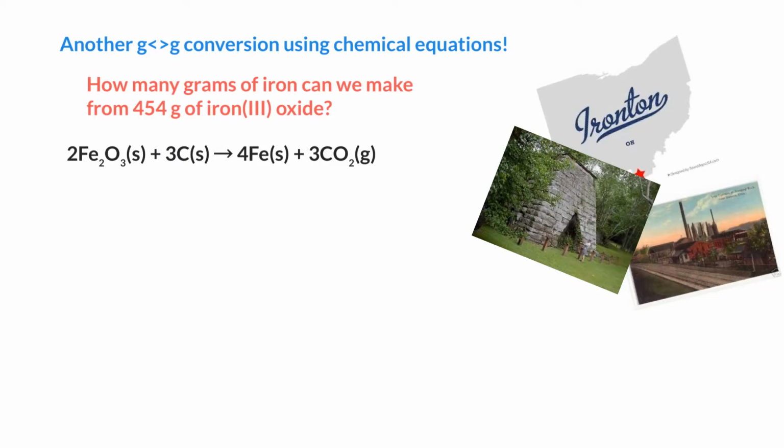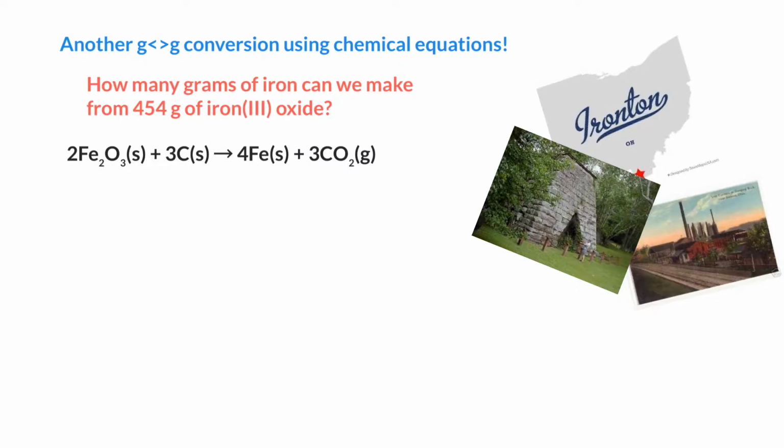So we can try another gram-gram conversion using chemical equations. There's a town just down the road from us called Ironton, and Ironton was famous because it took iron(III) oxide and turned it into iron. And we can calculate how many grams of iron we can make from 454 grams. That is a pound of iron(III) oxide.